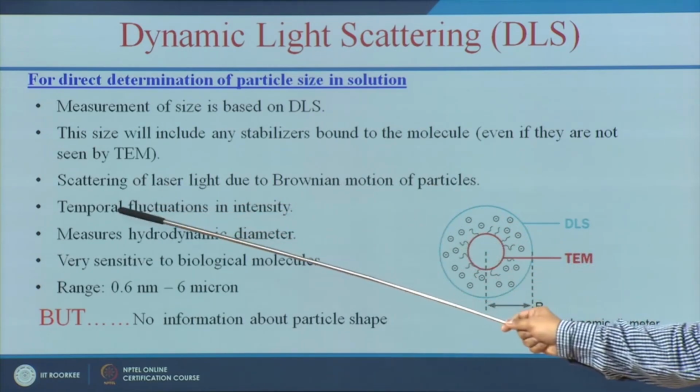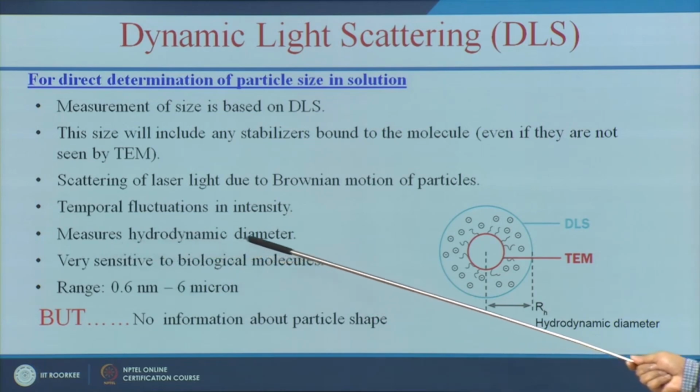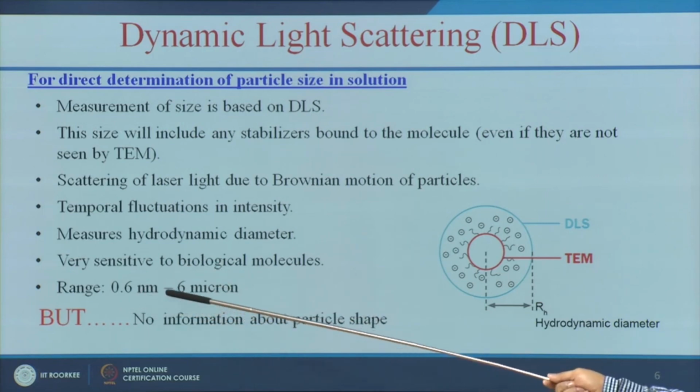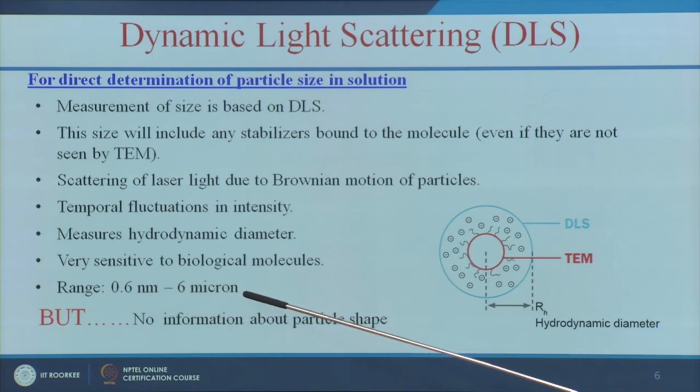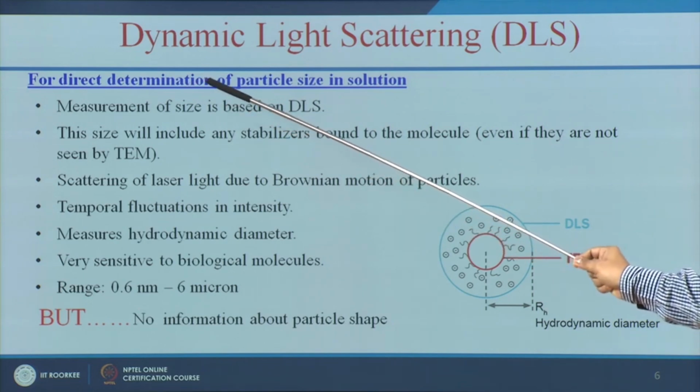Due to this there will be temporal fluctuation in intensity, which measures the hydrodynamic diameter of your particle. It is very sensitive to other biological molecules, and it can measure 0.6 nanometer to 6 micron. But the drawback of DLS is we cannot get any information about the particle shape. You can see in this picture, in transmission electron microscope (TEM) you will get the exact particle size, but in DLS you will get the hydrodynamic diameter. So the particle size will be slightly bigger because you are determining the particle size in solution.